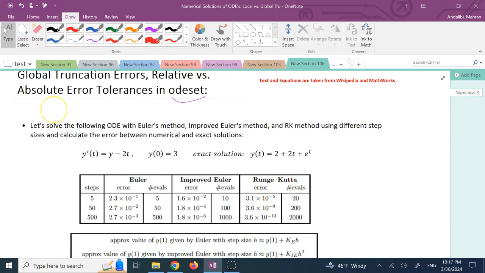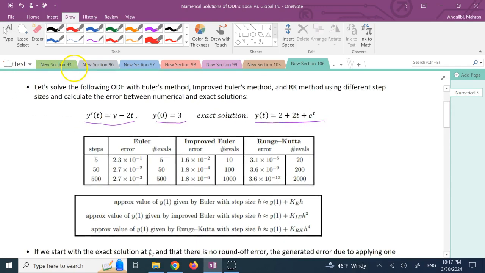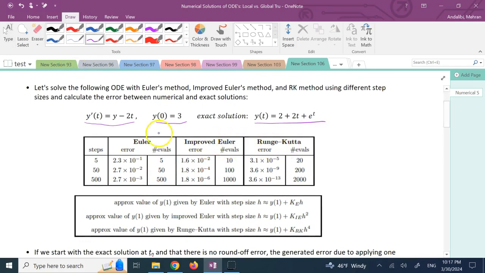Let's say, for instance, you want to solve this ODE y prime equals y minus 2t, where y of 0 equals 3, so it's an initial value problem, and we know the exact solution for it is y equals 2 plus 2t plus exponential t. So here, if we use three different solvers, the Euler method, the improved Euler method, or you might call them one-step and two-step Euler method, and the Runge-Kutta methods, we can calculate the error in this case because we have the exact solution.